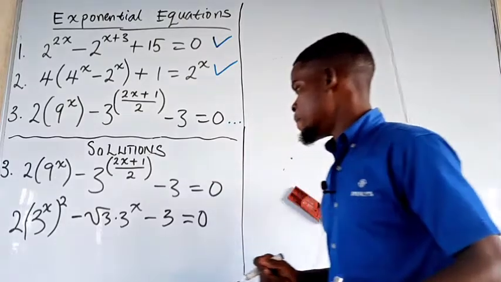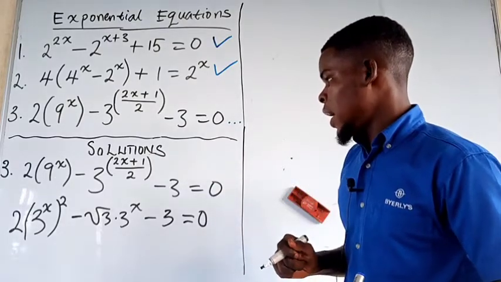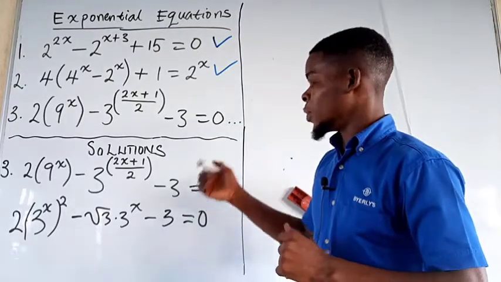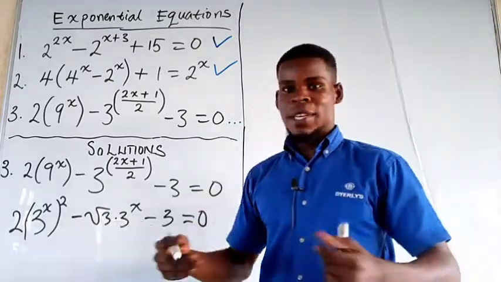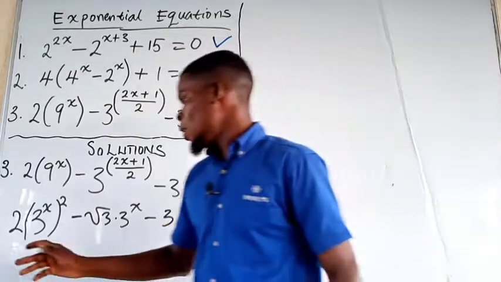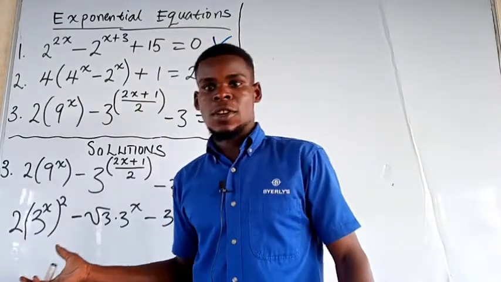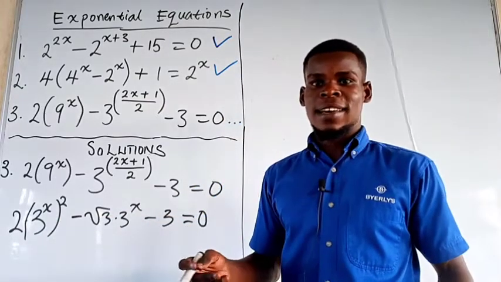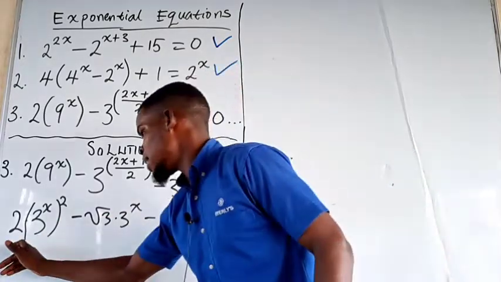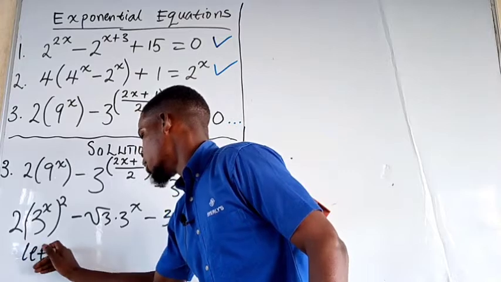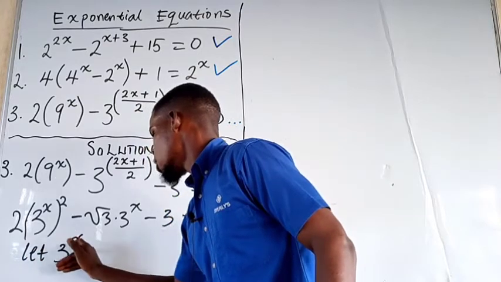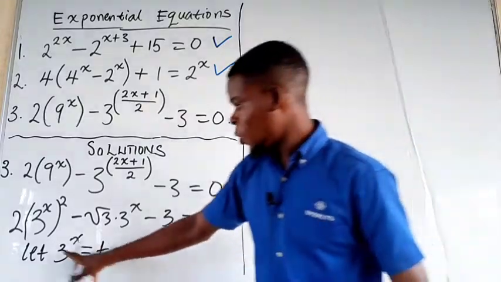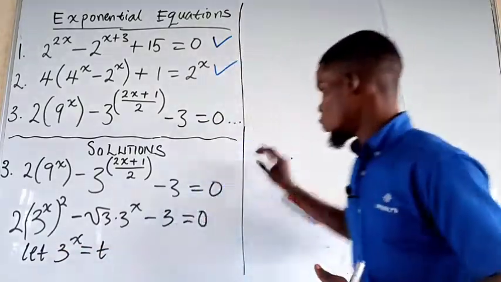Next thing, well, we actually have to solve this. You know, I've reduced it to a quadratic equation, right? Maybe I need to make it obvious. What we need to do is make a change of variable. Okay, we need to make 3 to the power x to be something. I like using t. So I'll say let 3 to the power of x be equal to t. Okay, so in place of 3 to the power of x, we just put t. This is what you will have.